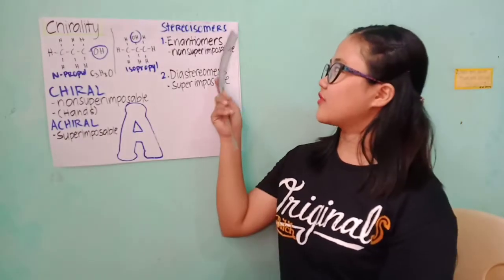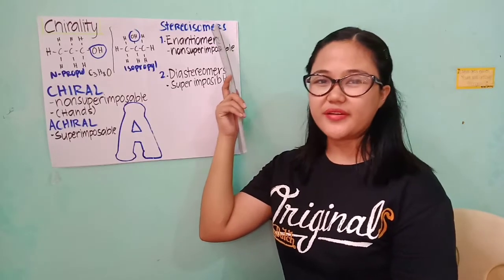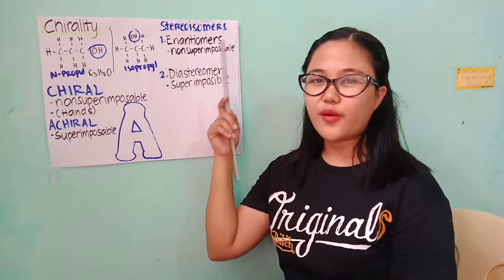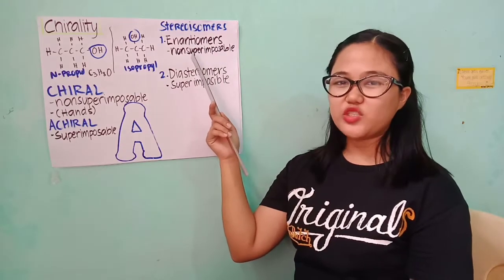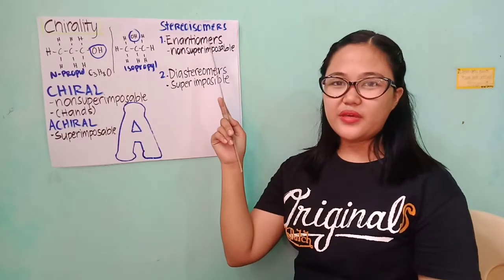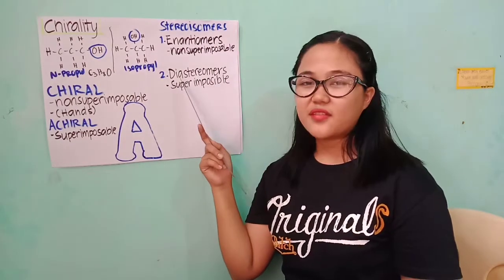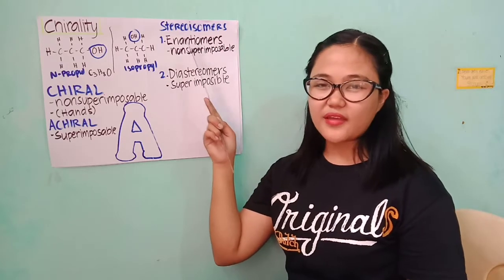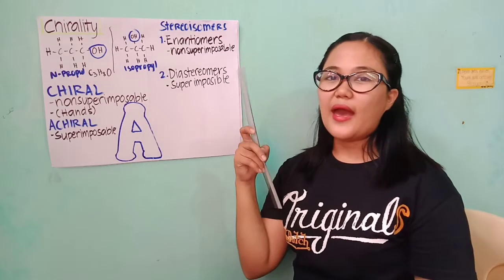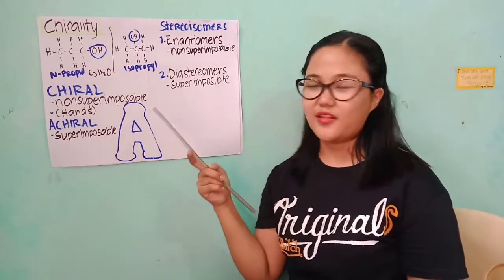So let's move on to stereoisomers. Stereoisomers are isomers that have the same molecular and structural formula but differ in the arrangement of atoms in space. Stereoisomers can be subdivided into two types, the enantiomers and the diastereomers. Enantiomers are non-superimposable mirror images like our hands, and diastereomers are superimposable images like this letter A.